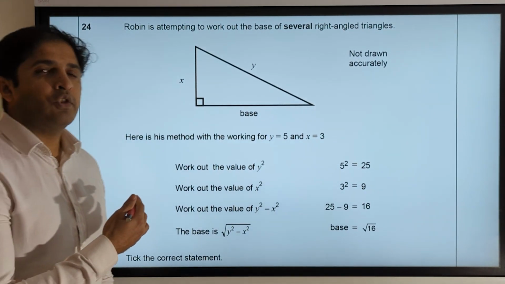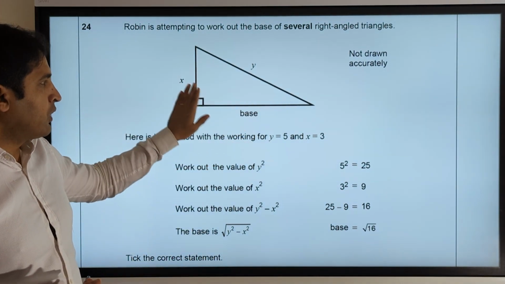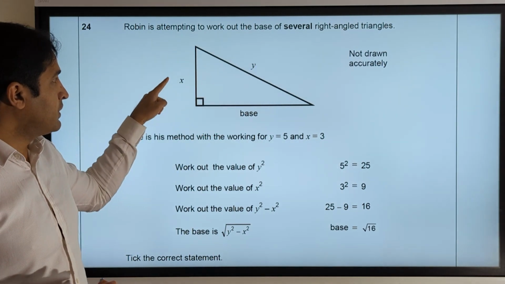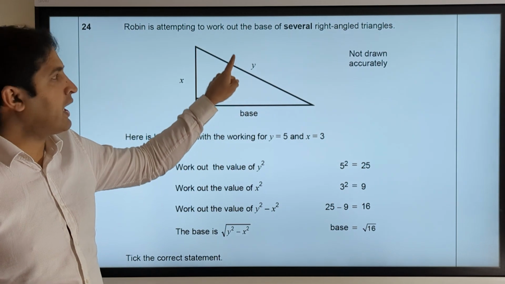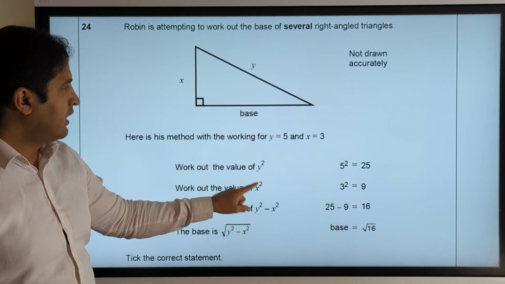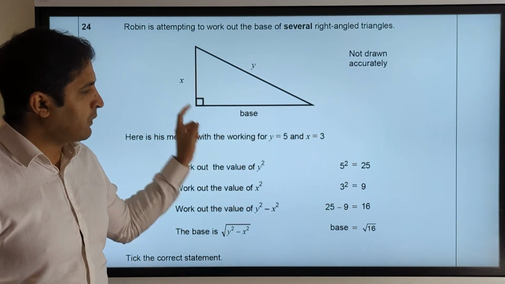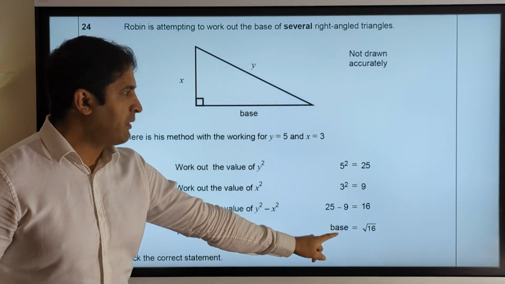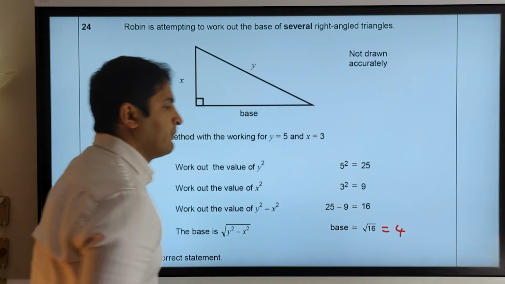If it's a right angle triangle, you can always use Pythagoras theorem. The two smaller sides squared gives you the square of the bigger side. So if I wanted to work out what the base is, I need to do y squared, then the x squared, and take them away. So y squared take away x squared gives you 16. So that gives you this base squared. So base is going to be square root of 16, which is 4.